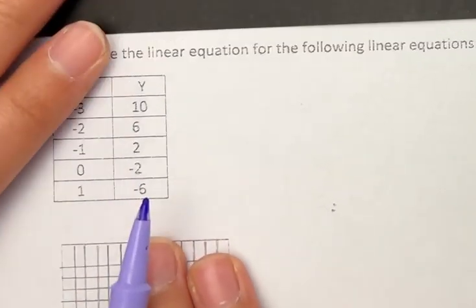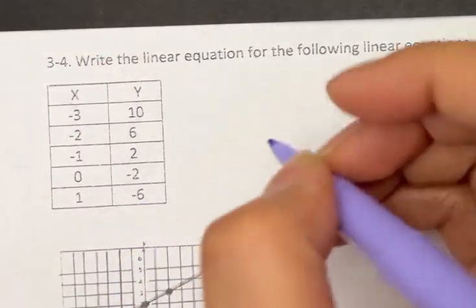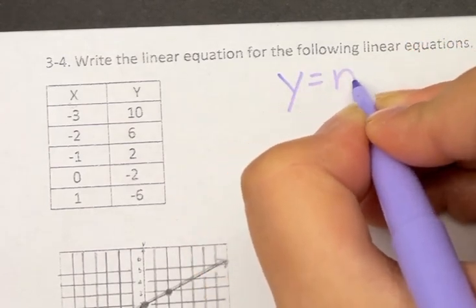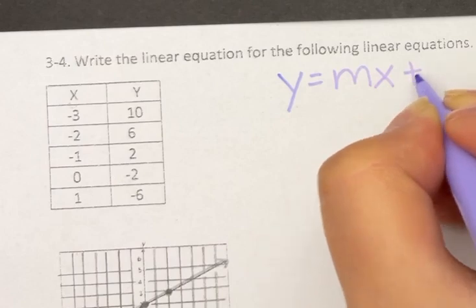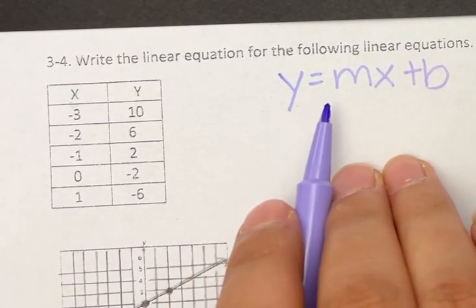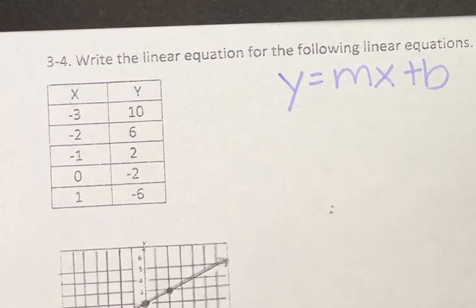So the next thing we have to do, since it is a linear equation, we have to write down our equation. Y equals mx plus b. Y es igual a mx más b.